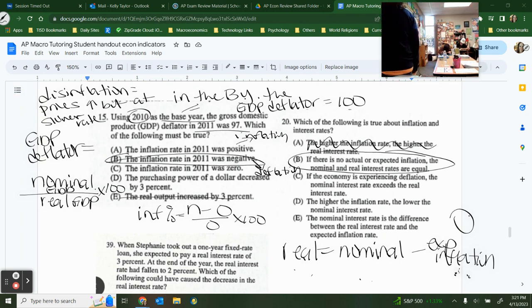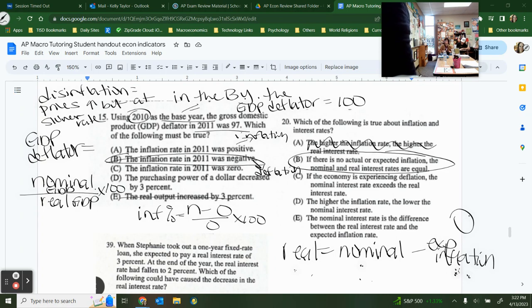C is saying that if we're experiencing deflation, so we are subtracting a negative number here, that basically means we're adding a number here, and that this one is going to exceed this one. Well, if we're adding a number here, wouldn't our total be bigger than the nominal number and not smaller like this one's saying? Yeah, no.